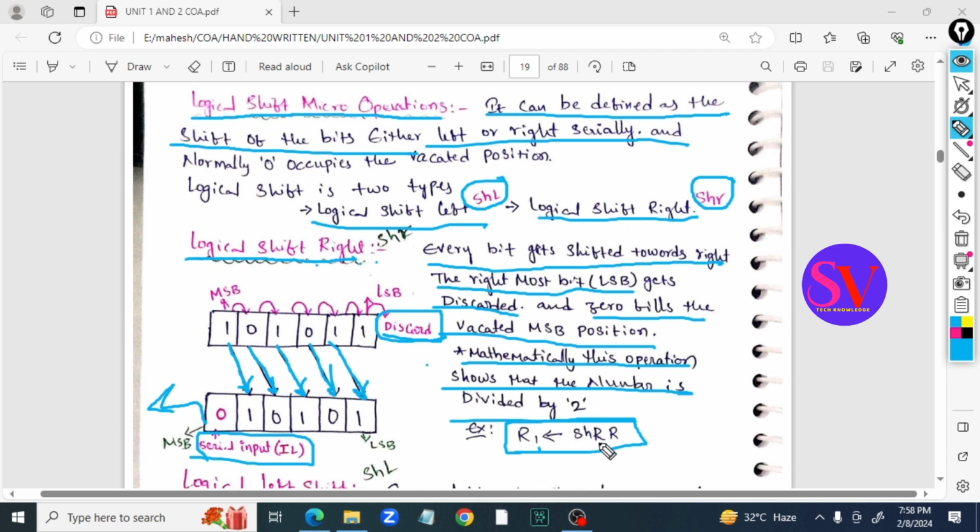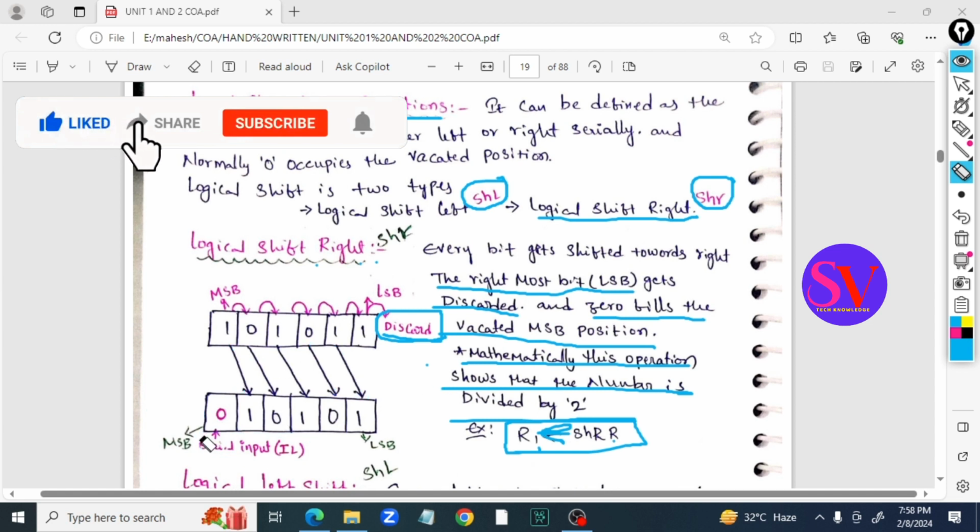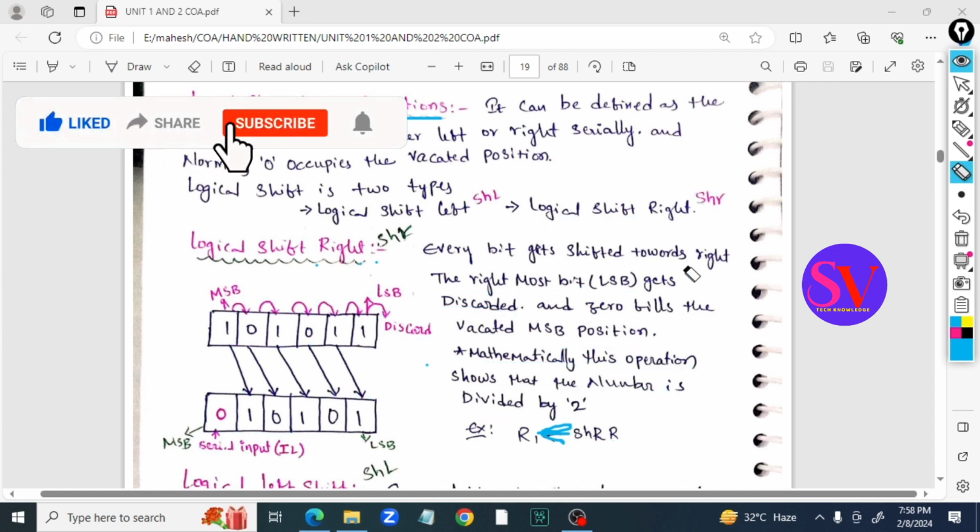SHR means shift right register R, replace it with R1. R1 means register. Okay, so like this, the shift right operation will be there. Logical shift right operation.